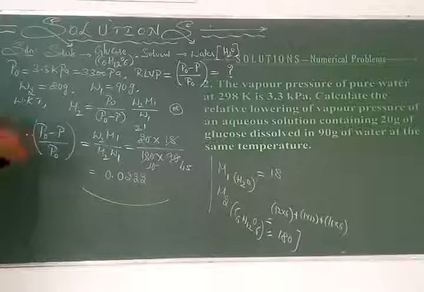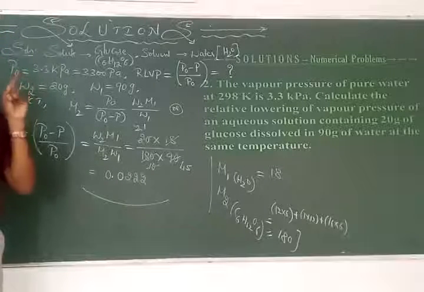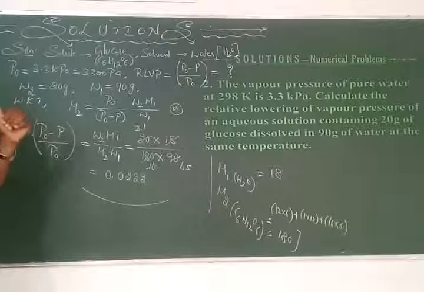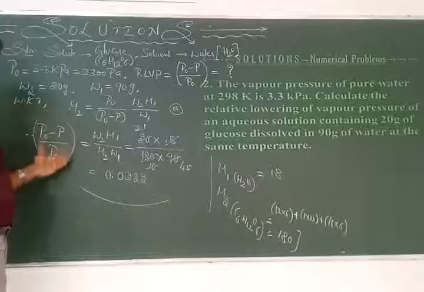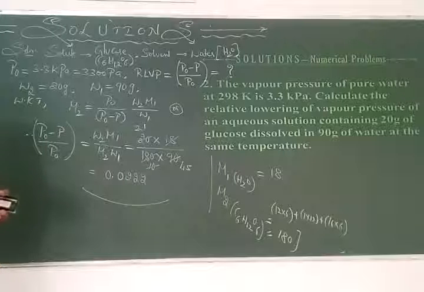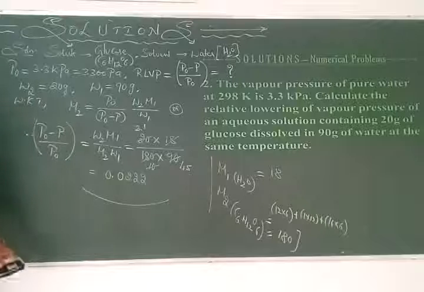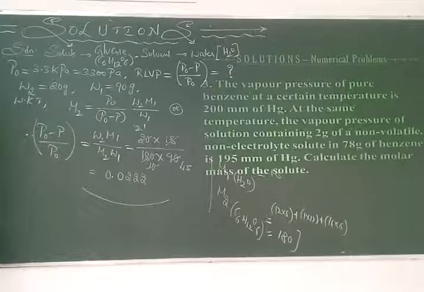Okay. The same formula. There we have calculated in the first numerical the molecular mass of the solute. But here they have mentioned the calculation of which one? RLVP. What is RLVP? Relative lowering of which pressure? Vapor pressure. Okay. So that is about numerical number 2. Next we will move on to the third one.